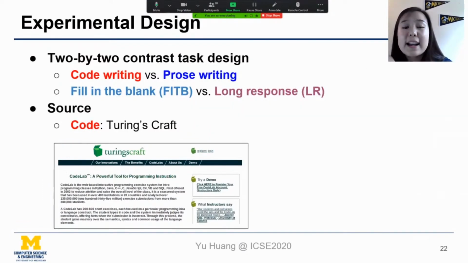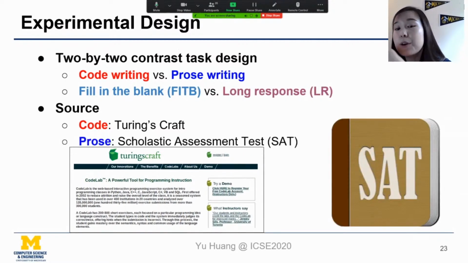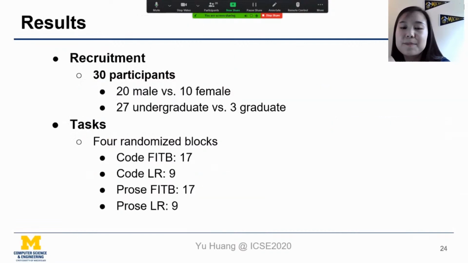We selected those coding problems from the Turing's Craft website, which provides fundamental coding tasks, and we selected prose writing problems from SAT. In this study, we recruited 30 participants, 20 male, 10 female. The population also includes both undergraduate and graduate students. Every participant undertook 52 tasks in total, including all 4 types of tasks we introduced before, while having a brain scan in fMRI.